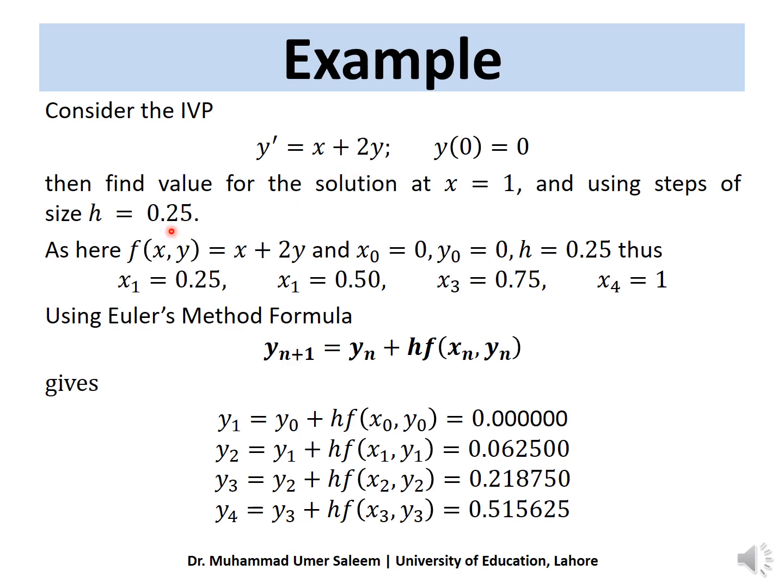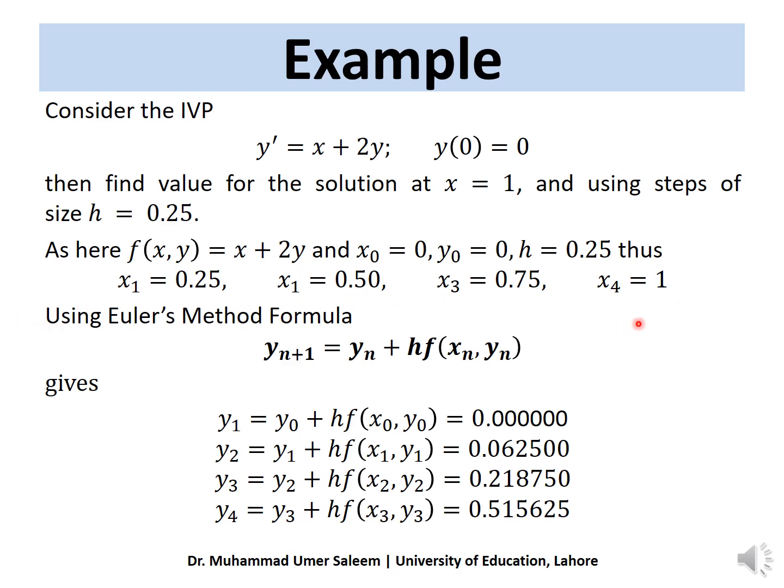So means we'll start with 0 and then we'll make an increment of 0.25. So here we are given the function f(x, y) = x + 2y. Initial x0 is 0, y0 is 0, h is 0.25. Thus x1 will be 0 plus 0.25, which is 0.25. x2 will be 0.5, and then we'll add 0.25 again. This will give you x3 as 0.75, and then we'll add 0.25. It will give you x4 equal to 1. So we have to find the value of y at all these points.